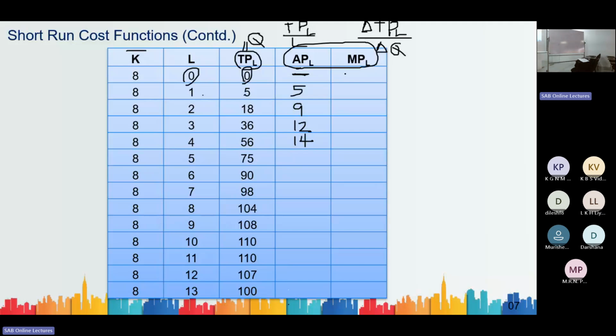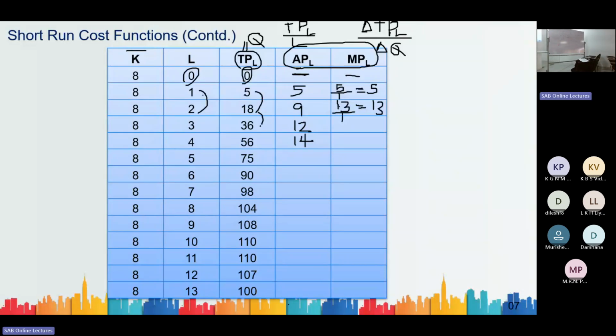And what are the marginal product values? Here it's not available. Delta TPL is 5 here and delta L is 1 here. So marginal product of labor is 5. When it comes to this point, total product increases from 5 to 18 by 13. Labor input increases from 1 to 2 by 1 unit. And marginal product of labor is 13.